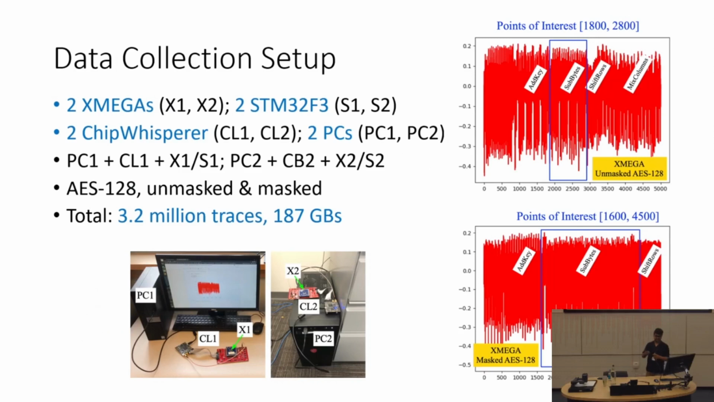So here we have a sample data collection setup which consists of 2 XMega chips and 2 STM32F chips. We leverage a ChipWhisperer board to capture our power traces, which has an attached oscilloscope. And the idea behind having 2 PCs is so that they have different instructions and different compilers, which give us a different power trace. As you can see here, there is a difference between XMega's unmasked version and masked version, highlighted in the blue box.